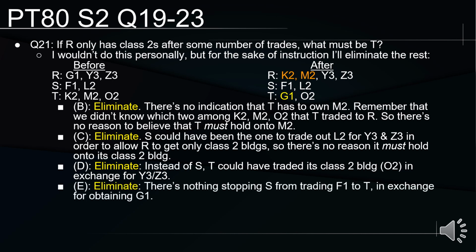And finally, E we can also eliminate. There's nothing stopping S from trading F to T in exchange for obtaining G. Once we're done with R and we've given R 3 class 2 buildings, that means S has F as a class 1 building and T is still hanging on to G as a class 1 building. Those two could still just trade those with each other. There's nothing stopping them from doing that. So that's why E does not have to be true.